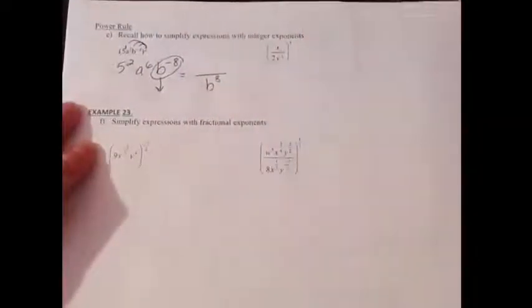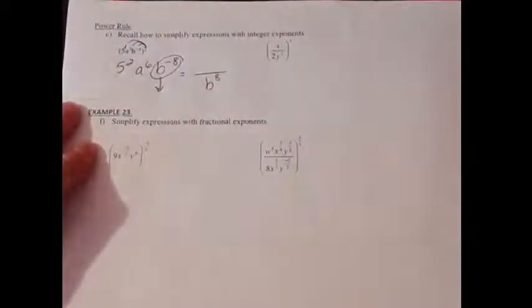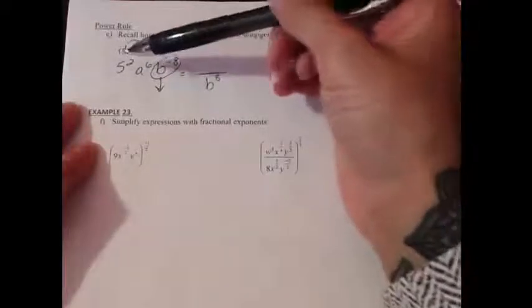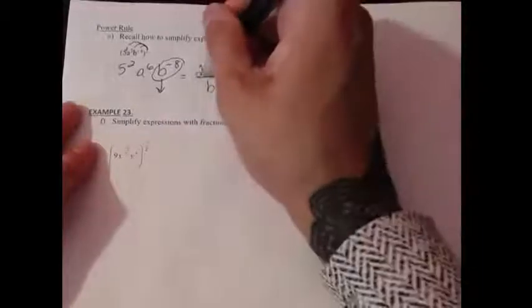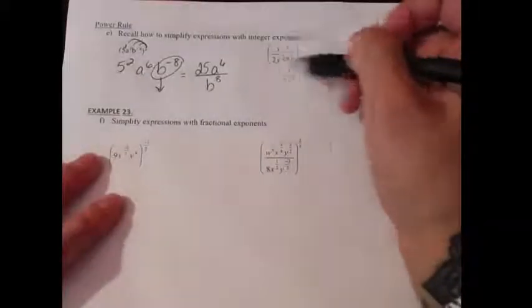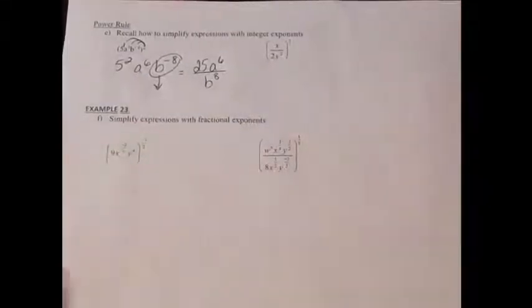So when it moves, it becomes a positive power. And then notice in my numerator, I still have 5 squared and a to the 6th. Well, 5 squared is 25, and we have a to the 6th. No big deal. Same exact idea here. I'll let you do this one on your own.